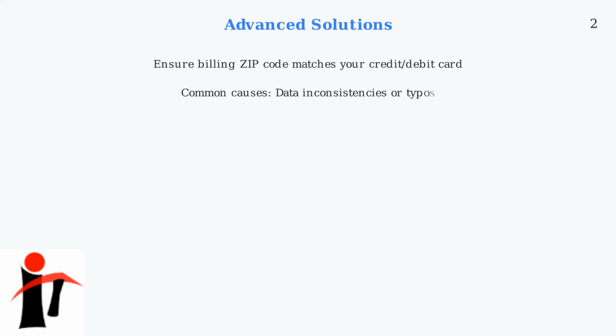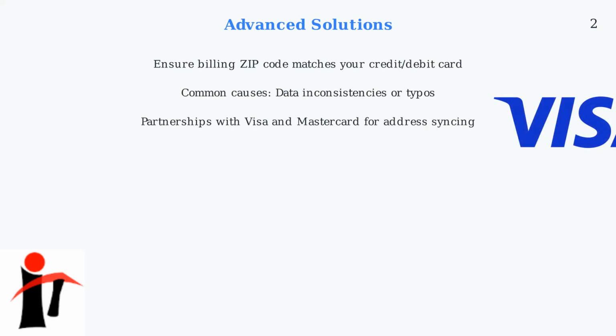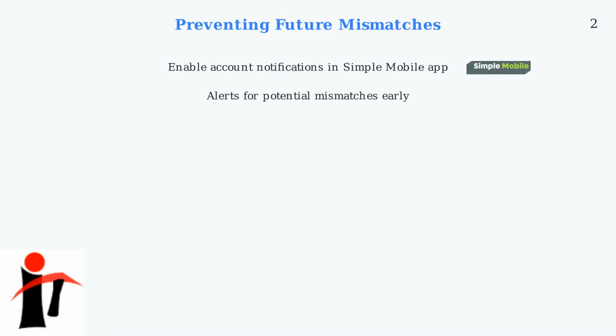If basic fixes don't work, make sure the billing zip code matches the one associated with your credit or debit card. Data inconsistencies or typos are common culprits. Simple Mobile has partnered with Visa and MasterCard for better billing address syncing. Going forward, enable account notifications in the Simple Mobile app to alert you to potential mismatches early.